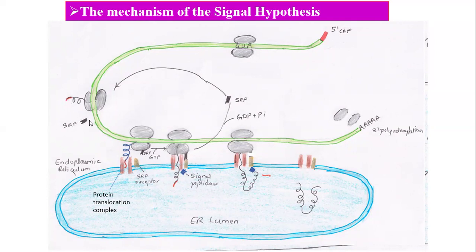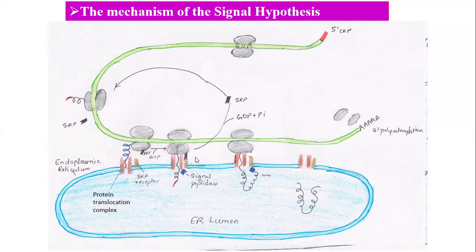As soon as the signal sequence is synthesized, it is bound by the signal recognition particle, which then also binds to the ribosome. The signal recognition particle is then bound by GTP, and it inhibits the translation process and targets the ribosome to the rough endoplasmic reticulum by binding to the SRP receptor present on the endoplasmic reticulum. After this, GTP is hydrolyzed and SRP is released, and the ribosome binds to the protein translocation complex on the surface of endoplasmic reticulum.